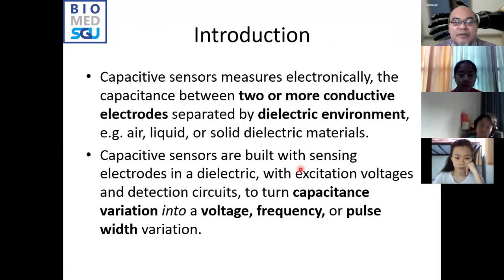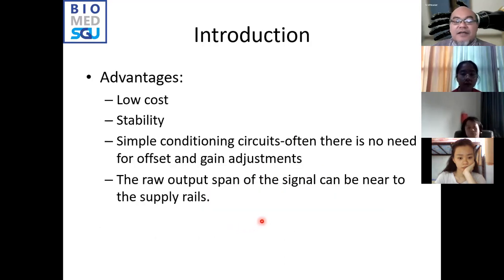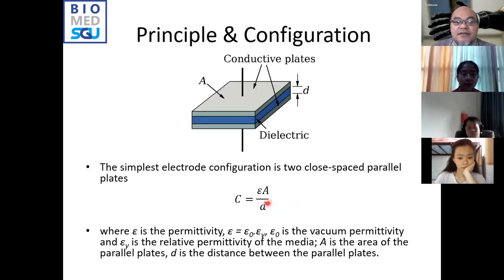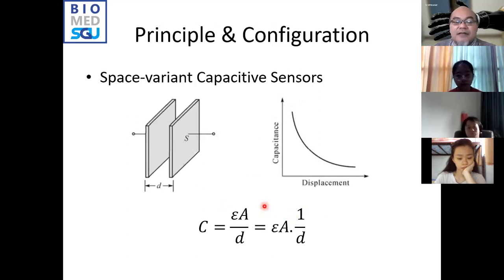the electric environment. And then three things can be changed: the distance between the electrodes, the interacting area, or the dielectric environment itself. That can be changed by an environmental parameter, either displacement or humidity also. And then it will be changed into voltage, frequency, or pulse width variation. Okay, so these are based on the formula of the capacitance here, C equals epsilon A divided by D.